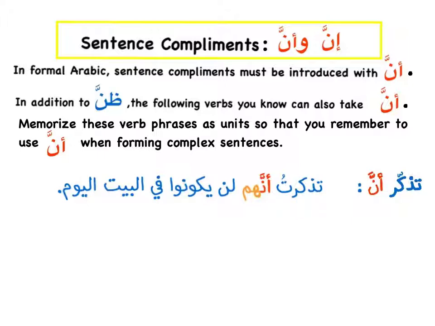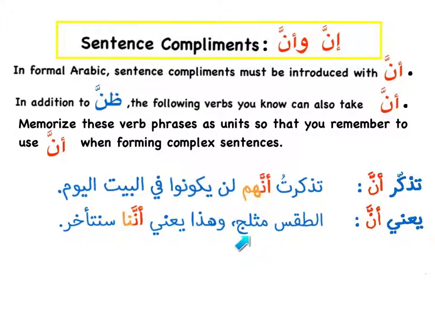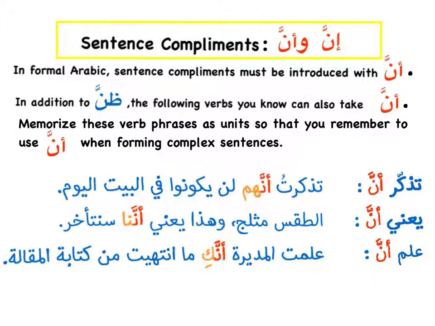تذكرت أنا أن. So تذكر أن. And then you add the object pronoun أنهم, هم, to the particle أن. يعني أن الطقس مثلج وهذا يعني أننا سنتأخر, meaning that it's snowing, this means we're going to be late. يعني أن. علم أن: علمت المديرة أنك ما انتهيت من كتابة المقالة. So "knew that" or "was informed that". علم أن, same. It's a verb, so it's conjugated, and you have أن and the attached object pronoun. Kaf is "you". So she knew that you didn't finish.